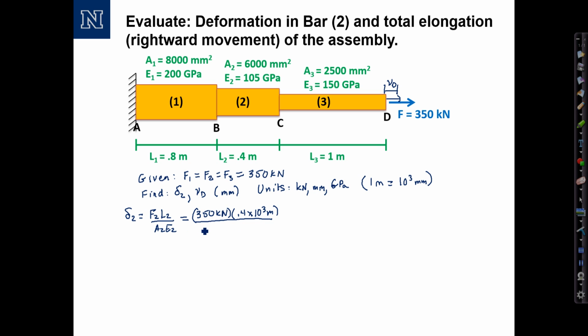divided by the area of segment 2, which is 6,000 millimeters squared, divided by the elastic modulus of segment 2, which is 105 gigapascals. And when we punch these numbers into our calculator, 0.272 millimeters. Remember, I don't want to carry out too many significant digits, which would be more accuracy than I know this answer to. So that's one of the answers we're looking for.